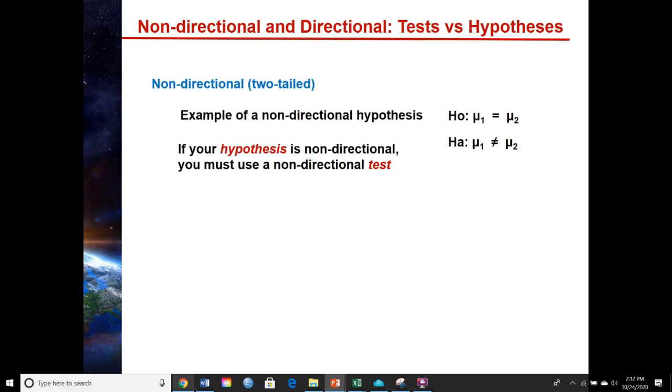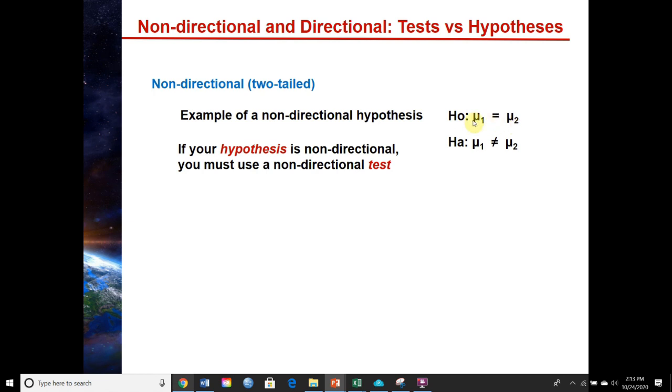Okay, how do we write hypotheses for a one versus a two-tailed test? Well, it's actually pretty simple for a non-directional or two-tailed test. It gets a little tricky for the directional test, but I'm going to show you a trick. Okay, so let's start off with H0.